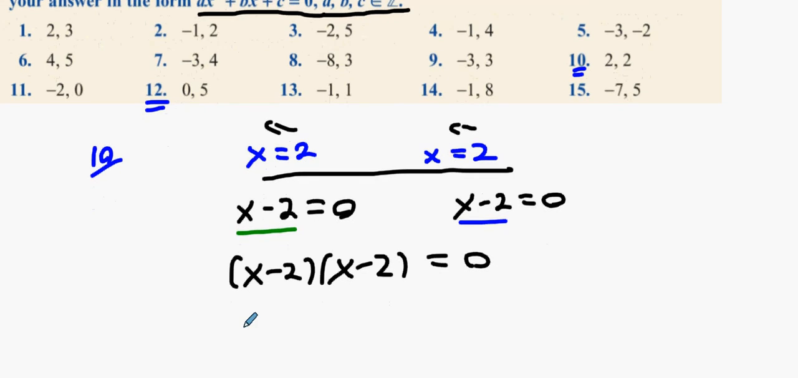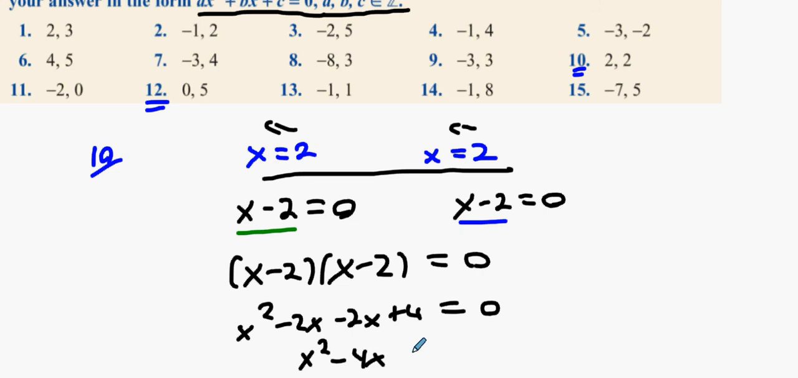You get x squared minus 2x plus 4 equals 0. And then what next? X squared minus 4. And that's your quadratic equation done.